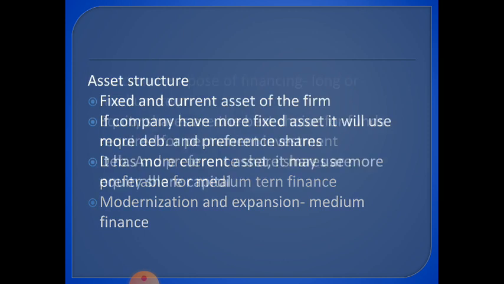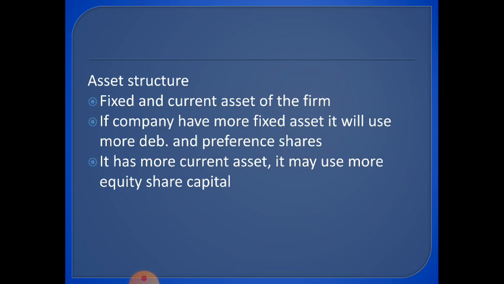The next one is the asset structure of the company. It means the fixed asset and current asset of the firm. If the company has more fixed asset, it will use more debt and preference capital. If the company has more current asset, it may use more equity capital.